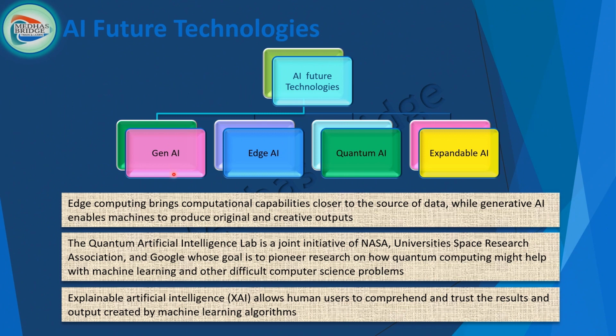Future technologies in AI. We have Gen AI, Edge AI, Quantum AI, and Explainable AI. Edge computing brings computational capabilities closer to the source of data, while generative AI enables machines to produce original and creative outputs. The Quantum Artificial Intelligence Lab is a joint initiative of NASA, Universities Space Research Association, and Google, whose goal is to pioneer research on how quantum computing might help with machine learning and other difficult computer science problems. Explainable artificial intelligence allows human users to comprehend and trust the results and output created by machine learning algorithms.